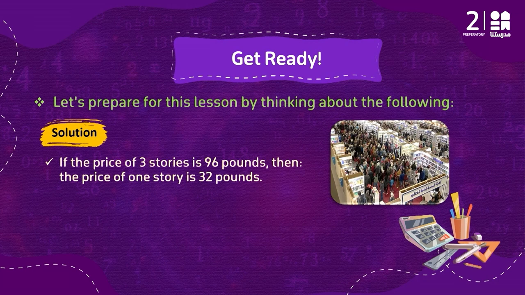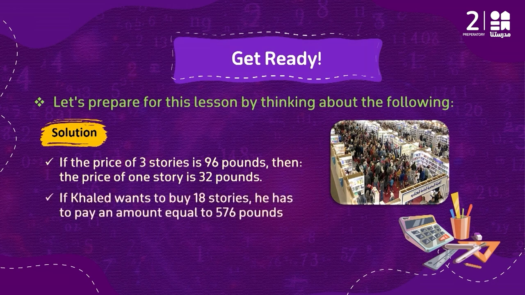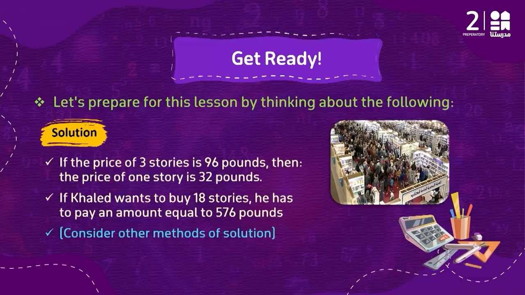Now Khalid bought 18 books. Let's multiply 18, which is the number of books, by 32 pounds, the price of 1 book. And it will be 576 Egyptian pounds. This is the payment he will pay for 18 books. Now, you can also answer this question with other calculations or methods, but if you find it's 576, so it's right. Let's start our lesson.